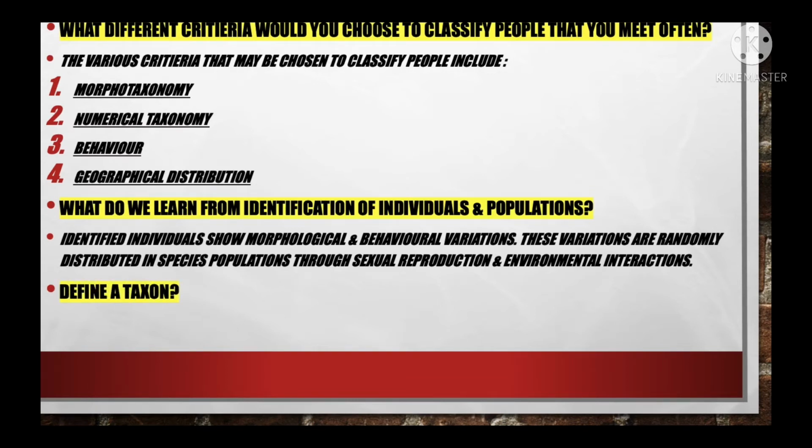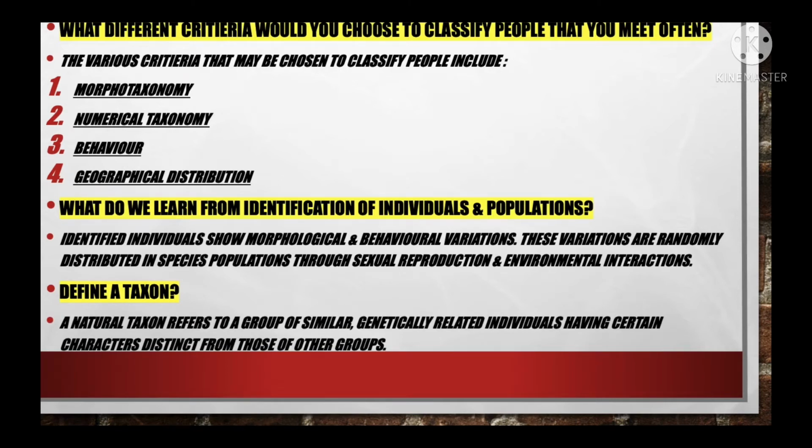Now, define a taxon. A natural taxon refers to a group of similar genetically related individuals having certain characters distinct from those of other groups. So, taxon is a general term for a grouping in a systematic classification of organisms, whatever its rank. For example, all the insects form a taxon, so do the fishes, frogs, lizards, birds, algae, fungi and grasses.